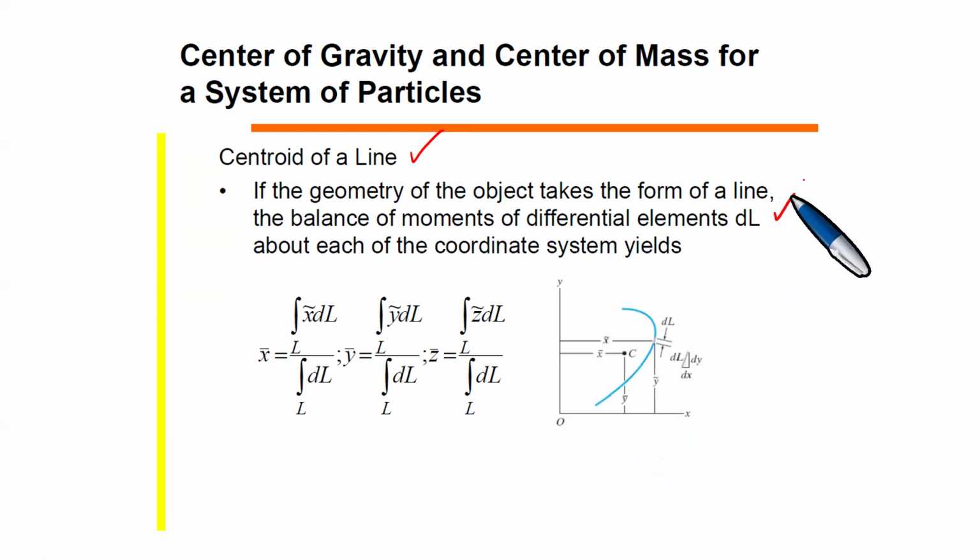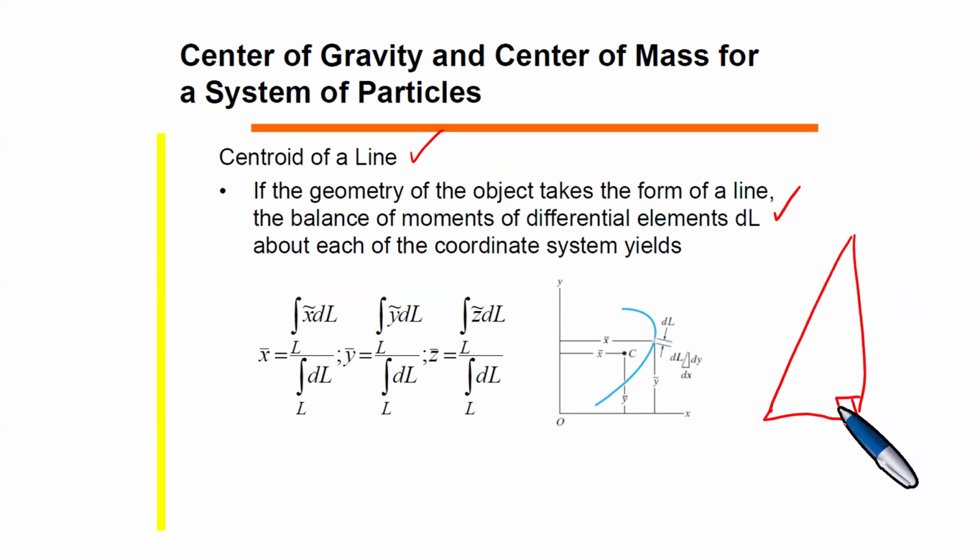Right, so we have the differential elements dl. What would dl be? dl would be some small length, like dv, like dm, like dw. These are small quantities. For a line, if the geometry of the object takes the form of a line of length L, you can take a small section of it and call the length dl, just a small length. Then you can draw this kind of triangle.